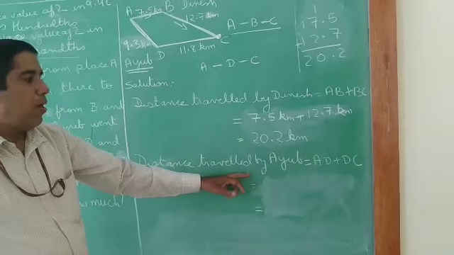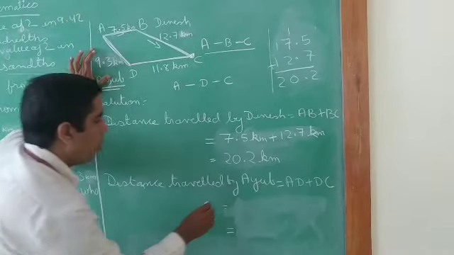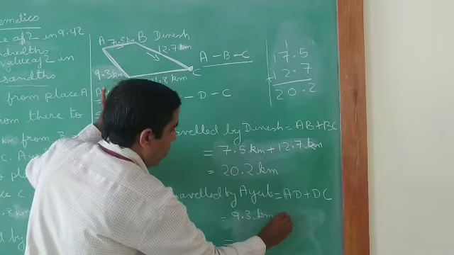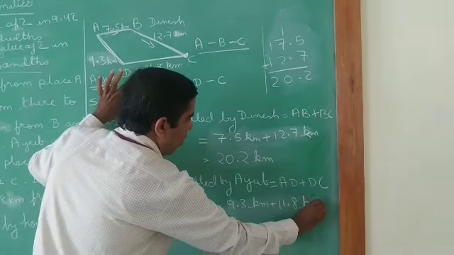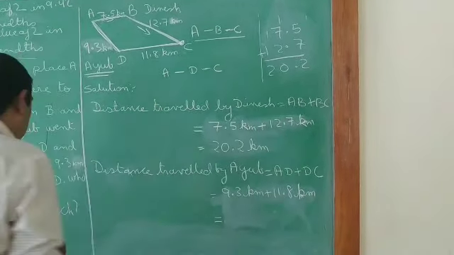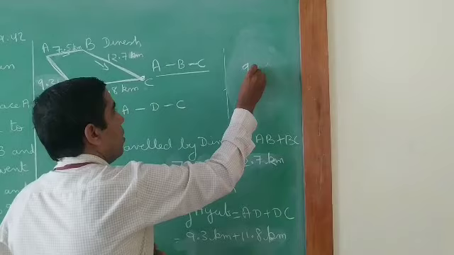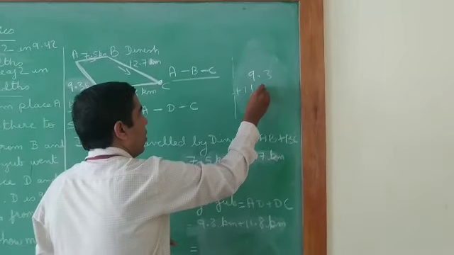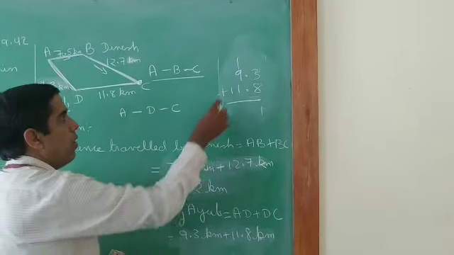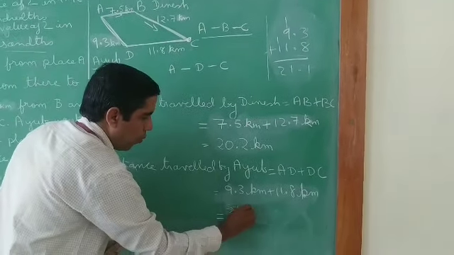Now, the distance traveled by Ayub. It is AD plus DC. AD is 9.3 kilometer plus DC is 11.8 kilometer. So it is 9.3 plus 11.8. I am doing it here in the rough part. 8 plus 3, 11. 1 carry. 9 plus 1, 10. And 1 carry here, 21.1. So the answer is 21.1 kilometer.